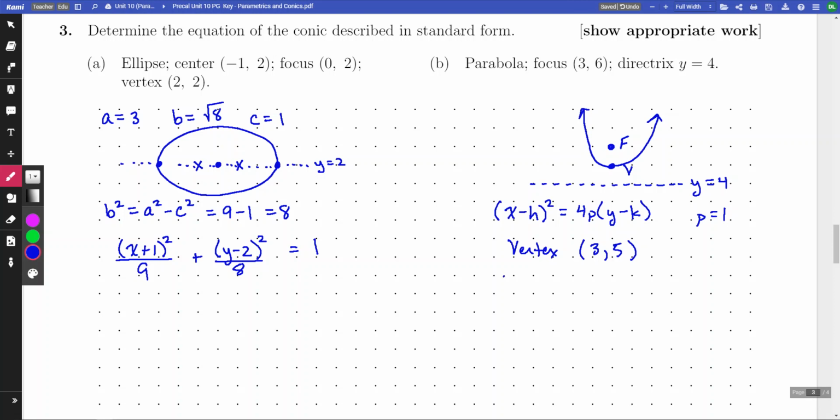So what does that tell me for the equation? That tells me the equation is going to be (x minus 3) quantity squared is equal to 4 times (y minus 5), the y value. And once again, that's because the p value is equal to 1. There we have it.